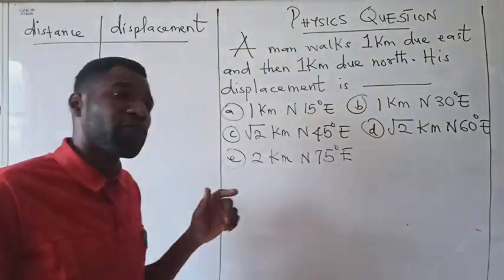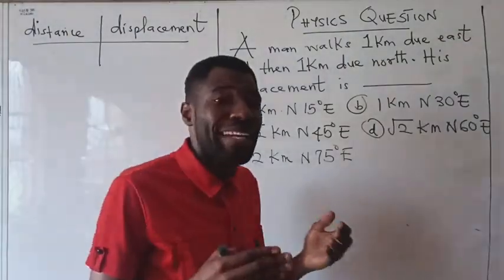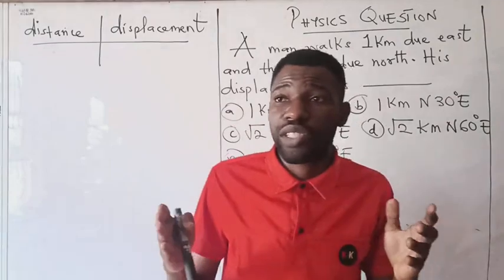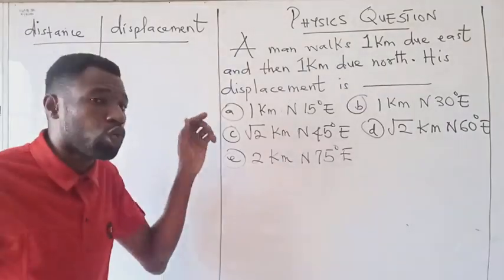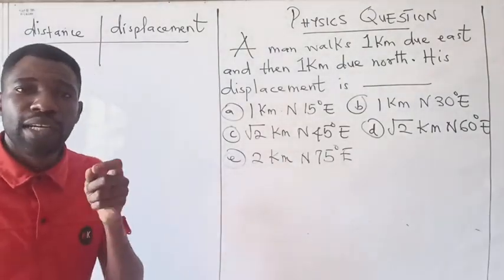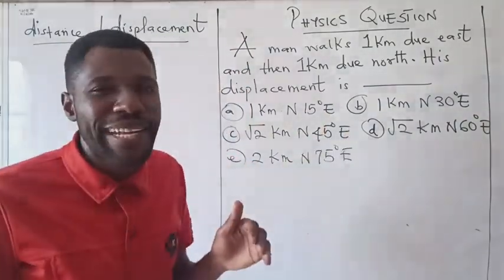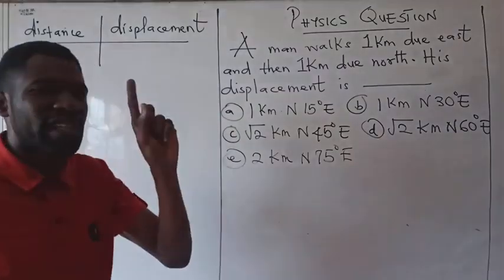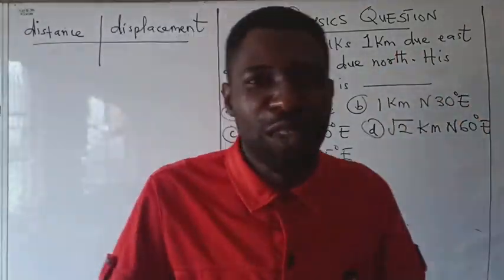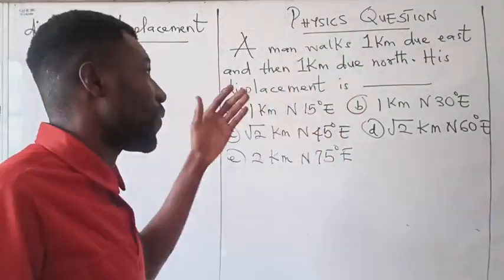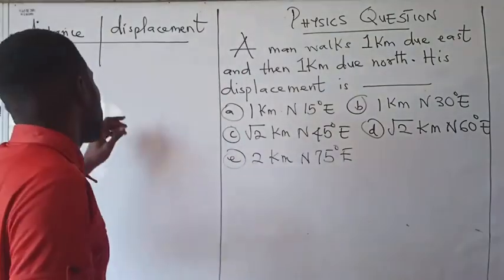Another difference is that the magnitude of distance can either be positive or zero. But for displacement, the numerical value can be positive, negative or zero, depending on the direction. So direction is key when talking about displacement. All right, enough of the story. Let's now go into solving this question. Since we know we are dealing with displacement, let's go on solving it.